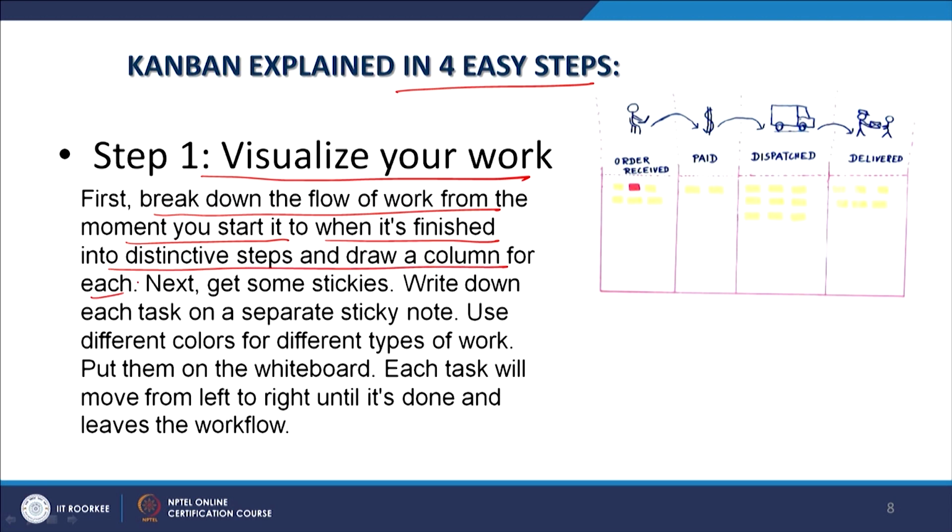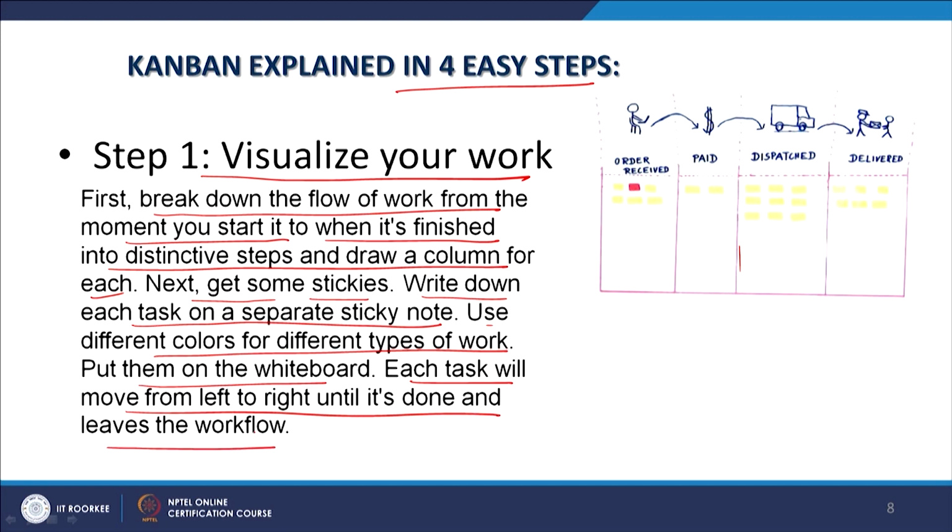Like here in this particular case we have 4 stages: order received, payment received, dispatching, and finally it is being delivered to the customer. So, these are the 4 stages that we have identified, and for each activity you have drawn columns. Now, what next? Get some stickies, write down each task on a separate sticky note, use different colors for different types of work, and put them on the whiteboard. Each task will move from left to right until it is done and leaves the workflow.